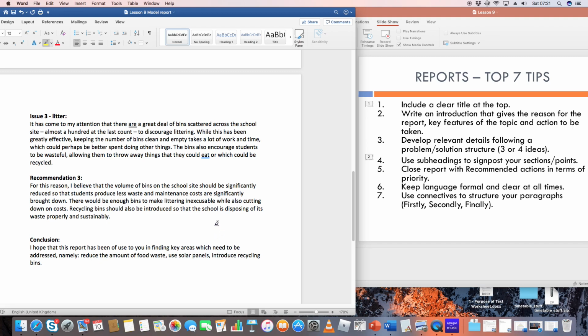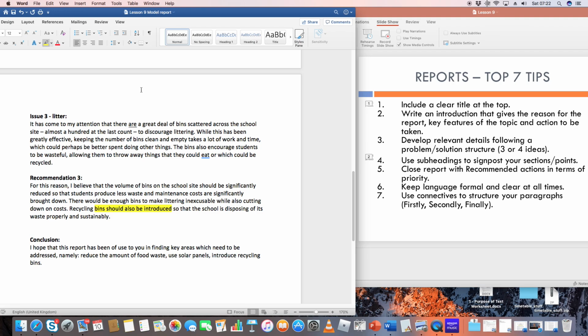So I think that's clear, and like I said, he's put through the recommendations already throughout the text, throughout the report, so that's quite clear and easy to follow. Language is formal, clear at all times. Okay, so "significantly reduced should also be introduced." I haven't talked about this a lot.